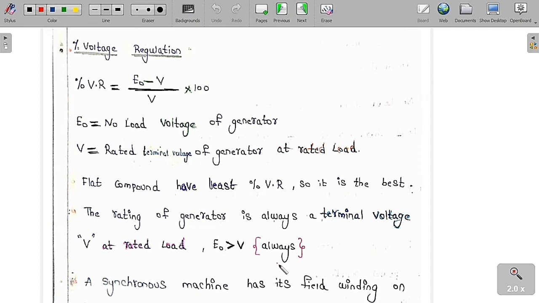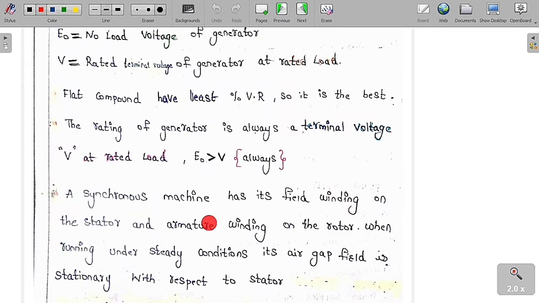So the rating of generator which you see on the nameplate is always a terminal voltage at the rated load, and E0 is always greater than V, which is always the case.